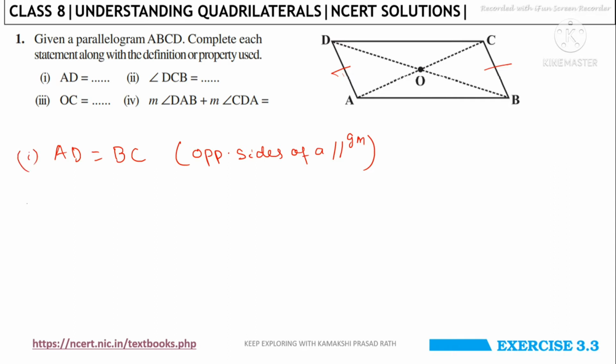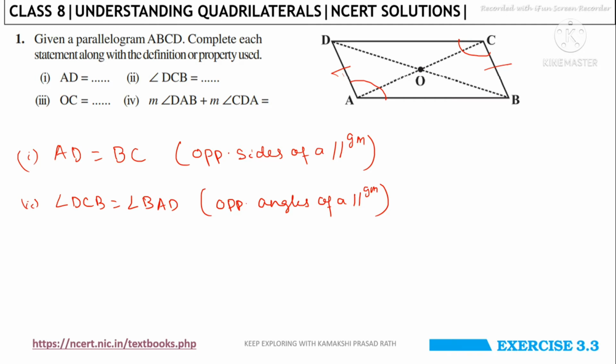The next one says angle DCB. You can see here, this is angle DCB, and we know that in a parallelogram the opposite angles are also equal. So DCB is equal to BAD. So angle DCB is equal to angle BAD. Opposite angles of a parallelogram. So that's the reason we can use: opposite angles of a parallelogram are equal always.